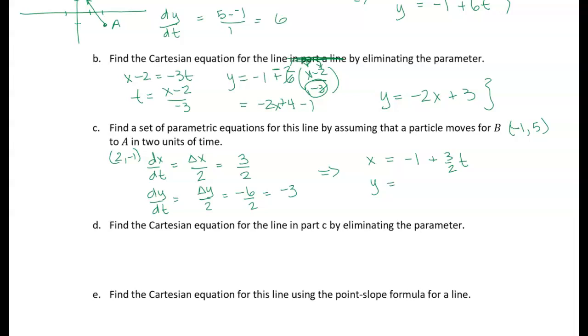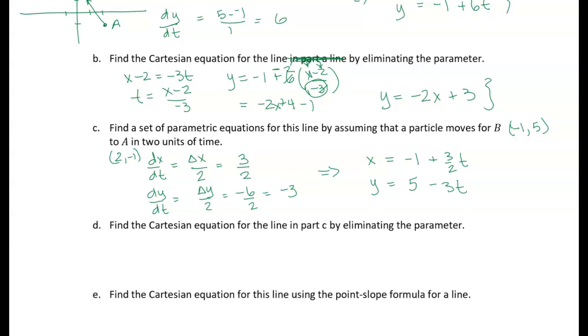All right, and so for the y value, because we're starting at B now, we're starting at a y value of 5, and we're not adding anything. We're going to subtract 3t because we're moving 6 units in the -6 direction over 2 units of time, right? So each unit of time we're moving 3 units in the negative y direction.